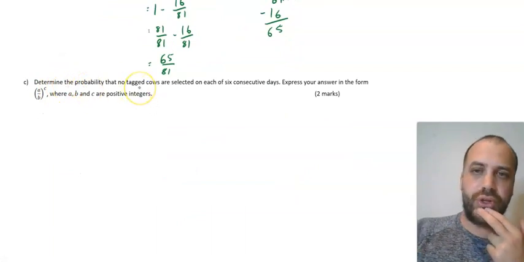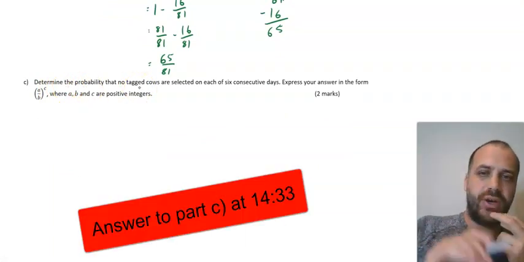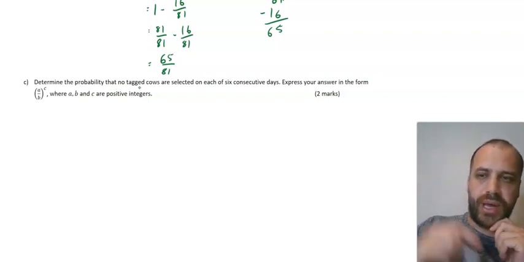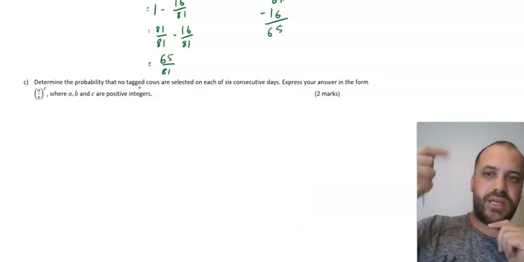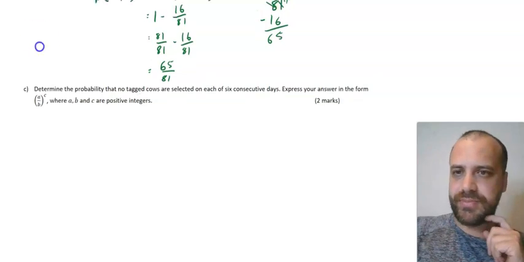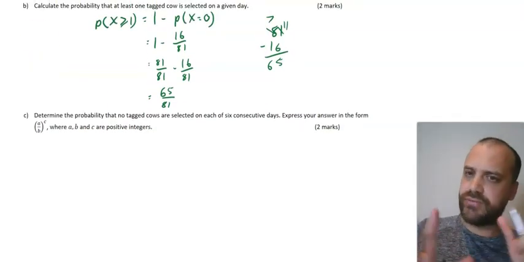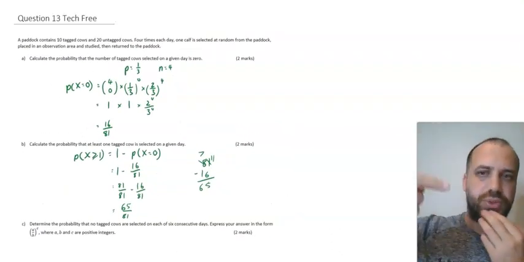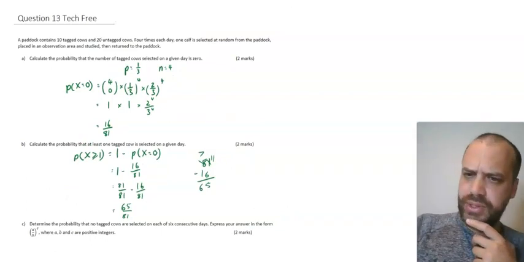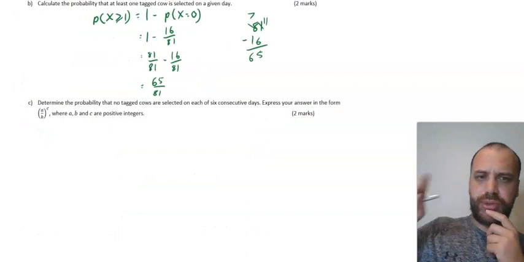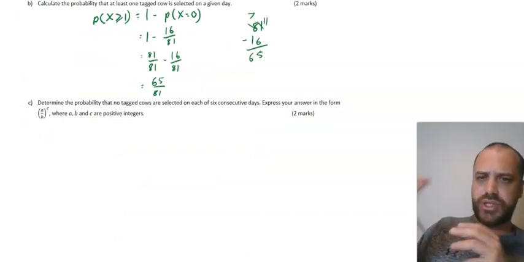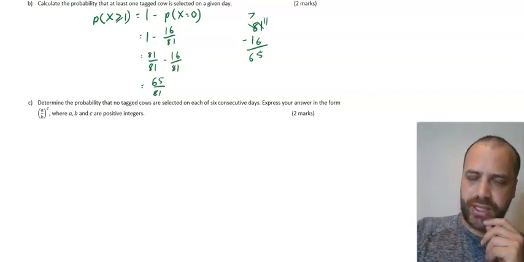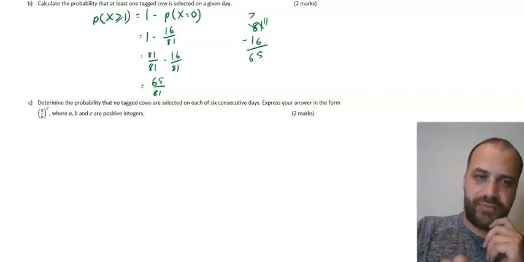Determine the probability that no tagged cows are selected on each of 6 consecutive days. Express your answer in the form A over B all to the power of C, where A, B, and C are positive integers. Okay, this is not straightforward to me because we've been doing binomial probability on the selection of an individual cow on a day. But this is a different kind of binomial probability. It's the same situation, but we're switching it up a little bit. Because now we're doing determine the probability that no tagged cows are selected on each of 6 consecutive days.